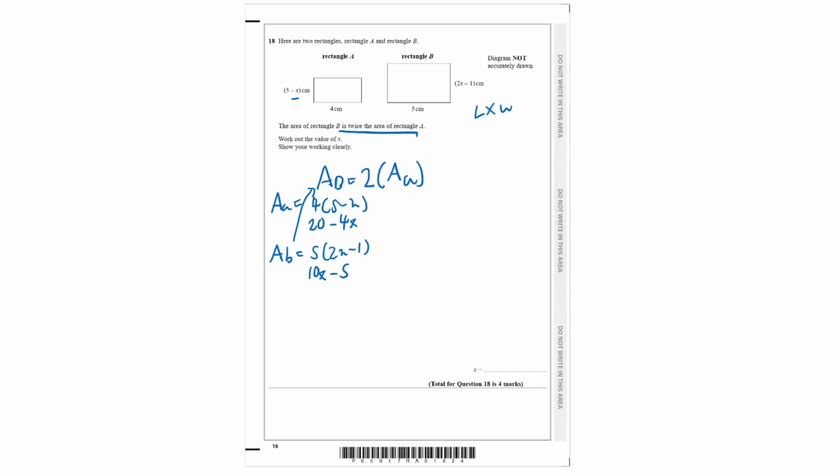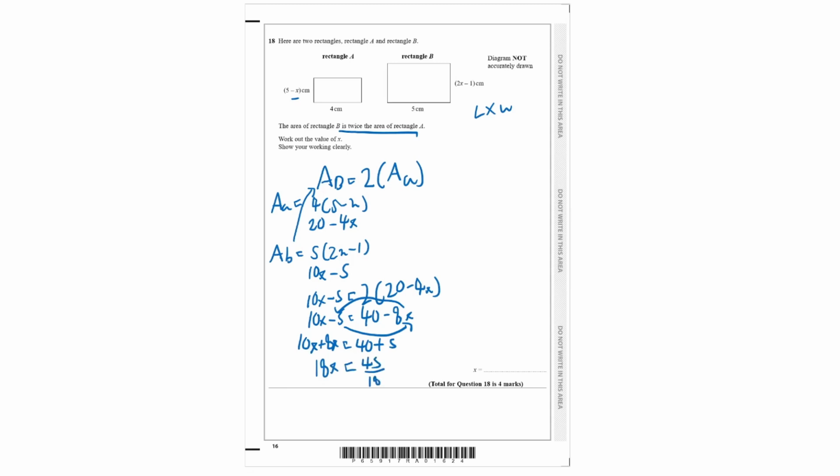So we have area of B, which is just 10x minus 5, is equal to 2 times area of A, which is 20 minus 4x. We can simplify. We have 10x minus 5 is equal to 2 times 20 is 40, and 2 times negative 4x is negative 8x. Now, we can bring 8x to this side and negative 5 to the other side. So that gives us 10x minus 8x is equal to 40 plus 5. This is plus 8. So we have 18x is equal to 45.